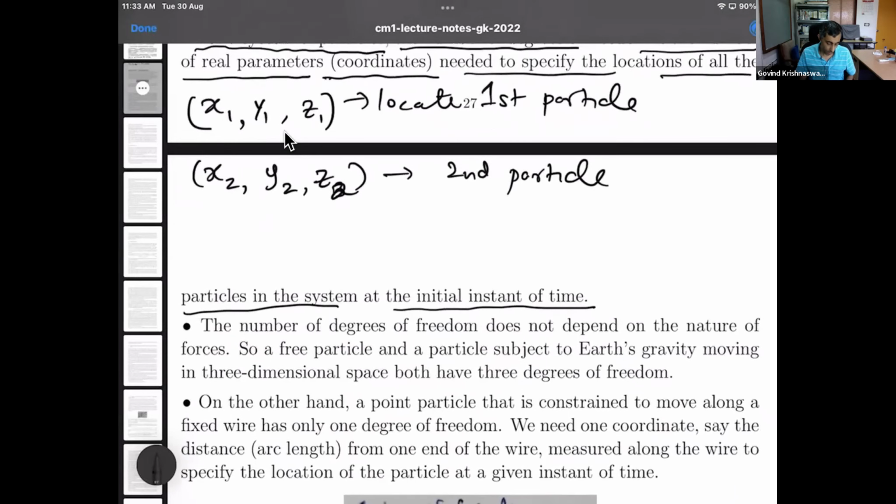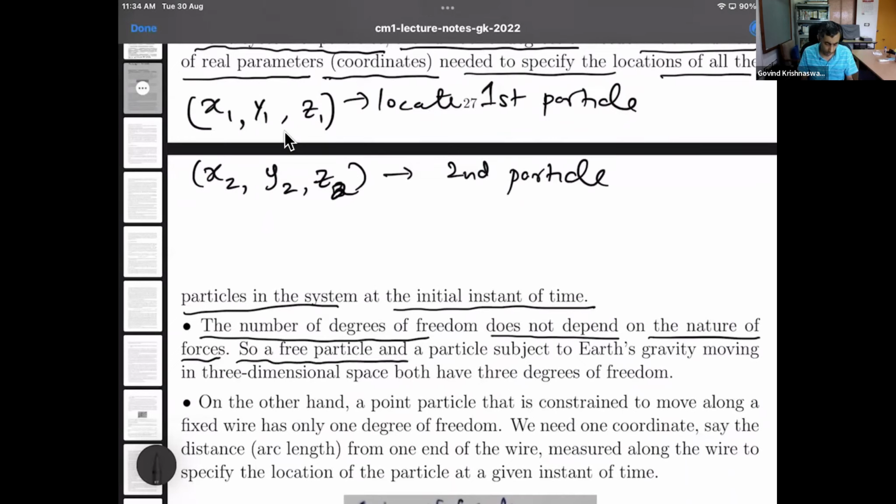I would like to emphasize that the number of degrees of freedom does not depend on the nature of forces between particles or external forces acting on the particles. Remember, I just said 2 particles in this room. I didn't say that the 2 particles attract each other or repel each other, or are under the influence of gravity, or under the influence of my hitting them, and so on. So irrespective of the nature of forces, the number of degrees of freedom is defined.